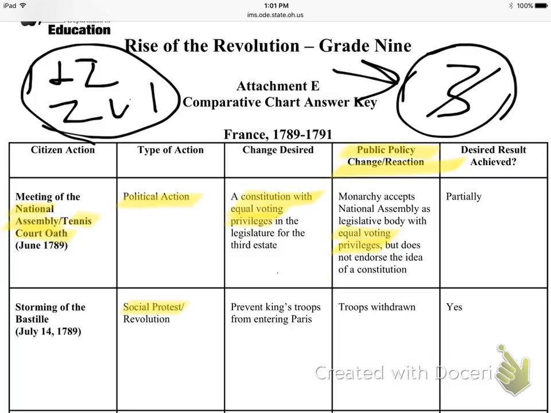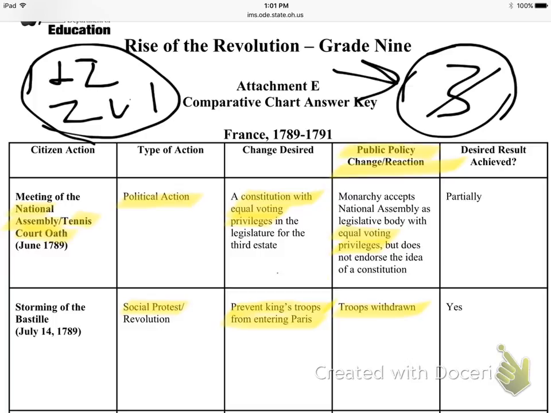Sorry. So anyway, the people of the third estate want to storm the Bastille, and it says right here, you see, they wanted to prevent troops from entering Paris. They figure if they storm the Bastille, where there's some prisoners held, but a lot of weapons held, that the armies of France wouldn't be able to take over and really crush the rebellion. Okay. So what happened? The troops saw this and troops withdrew.